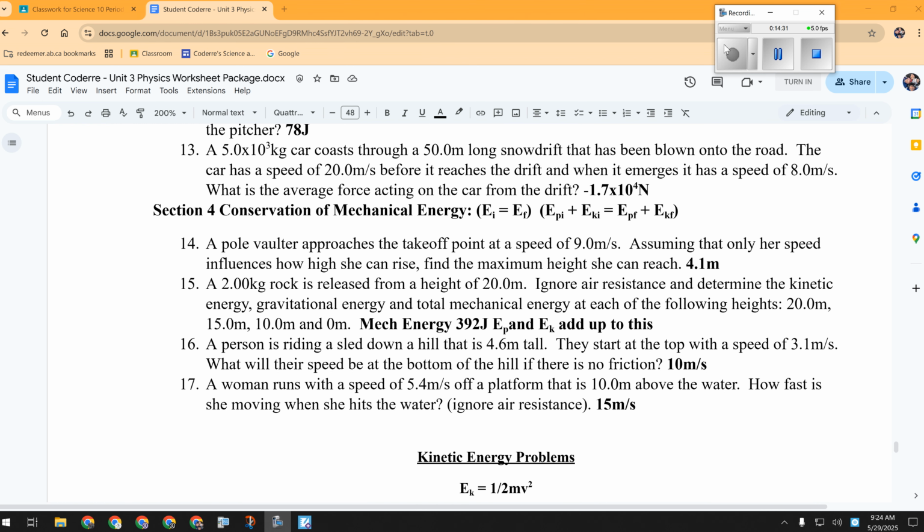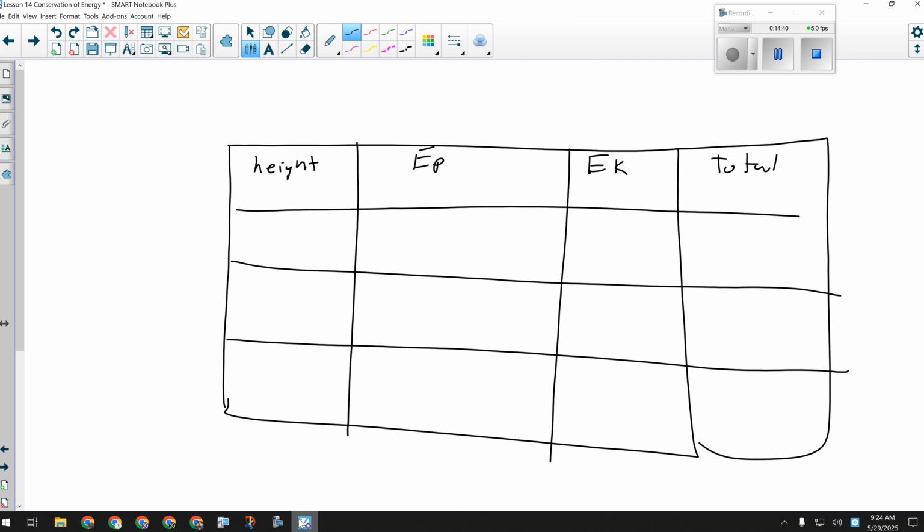As I said, you're going to make up a chart. You know that it's a 2 kilogram rock and it's released from 20, and we're going all the way down to a height of 0. So 2 kilograms starting at 20 meters. We got 20 meters, we got 15, 10, 5, and 0. Just down to 0.